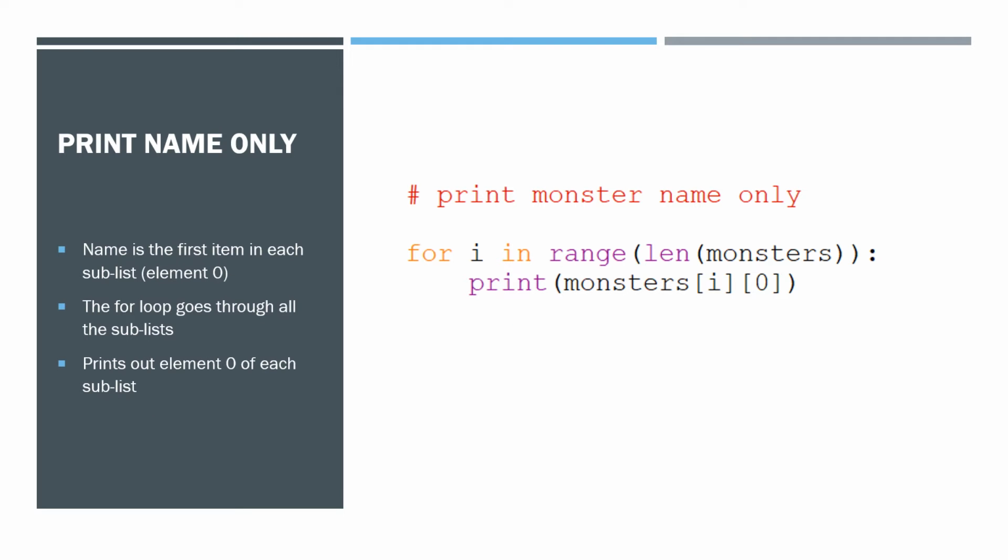So this is how we would adapt the code to show only the name of each monster. Name is the first item in each of the sublists, and because Python starts numbering at 0, the first item is element 0. So I've added square brackets 0 to the end of each print statement. So this will go through each of the sublists but print out only element 0 of each sublist. We can use this idea to print out whatever items we want from each of the sublists.